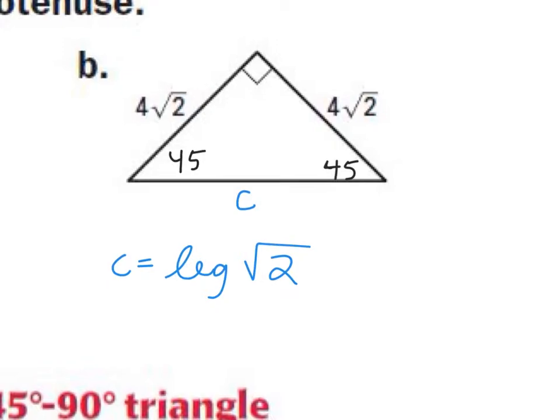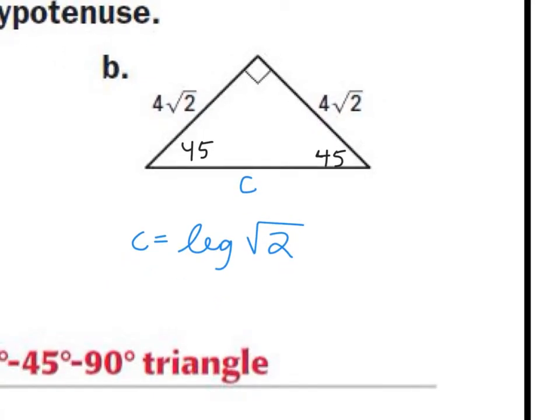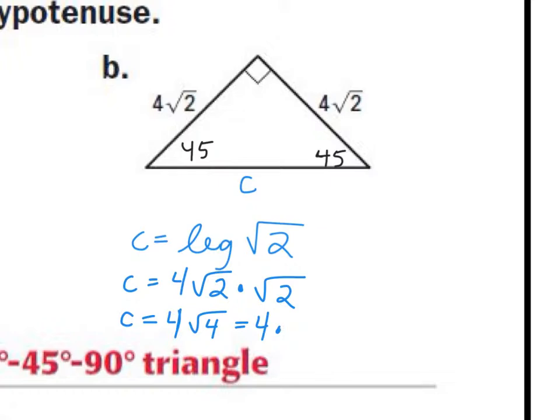But our length of the leg is 4 root 2, so you are literally going to do 4 root 2 times root 2. Square root of 2 times the square root of 2 is the square root of 4. So we'll rewrite that as 4 times the square root of 4. What's the square root of 4? 2. So those square roots essentially just cancel each other out. So you get 4 times 2. So my hypotenuse is 8.